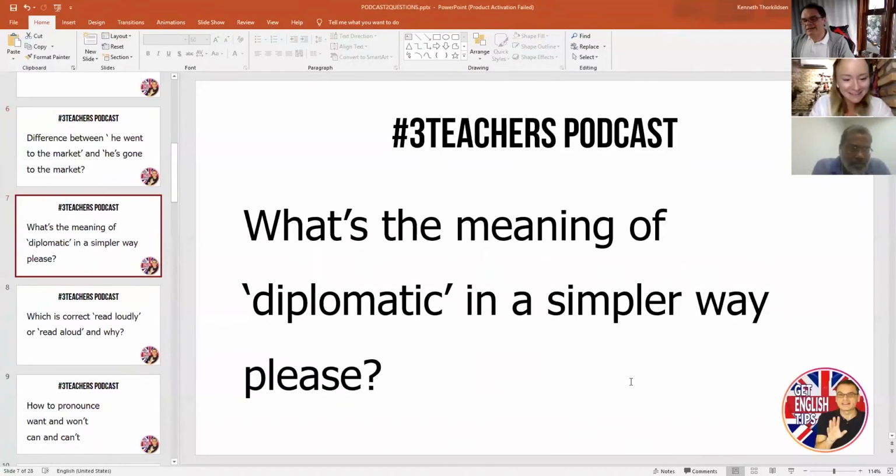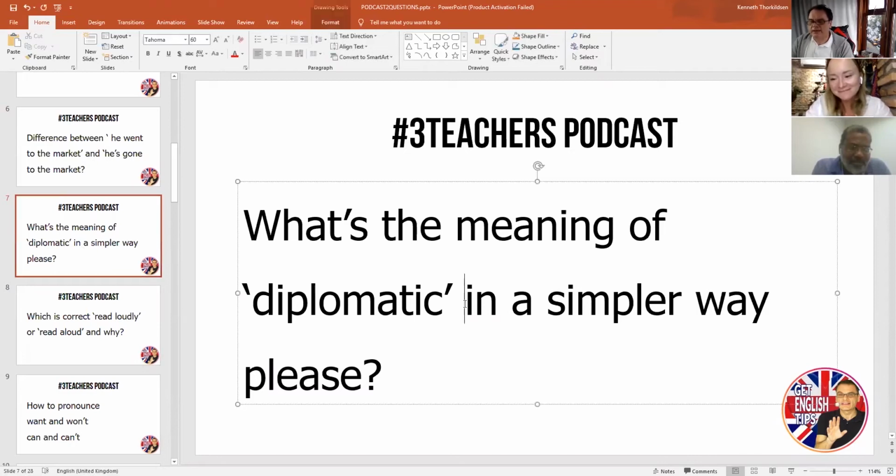I guess this is like an intermediate type of word, intermediate English. Diplomatic. What's the meaning of diplomatic in a simpler way? For me, I guess diplomatic means that you say something, but you take someone else's feelings into account when you say it. For example, don't say, Ken, you're very fat. You would say, Ken, you are big boned, or something like that. So you take their feelings or their point of view into consideration before you say it. Would that be fair enough? It's a good example.